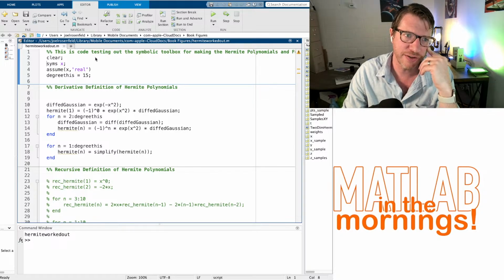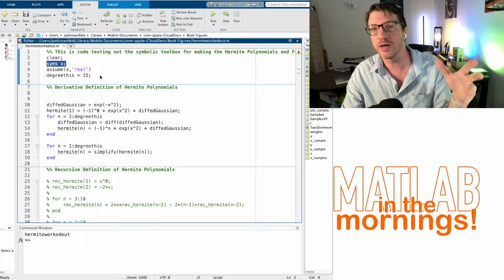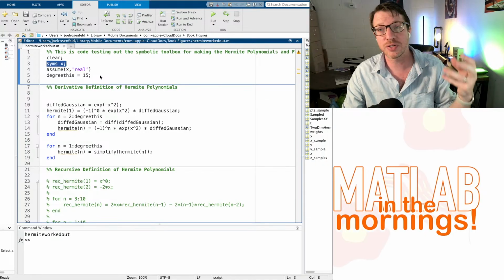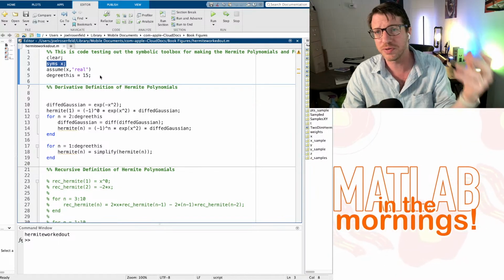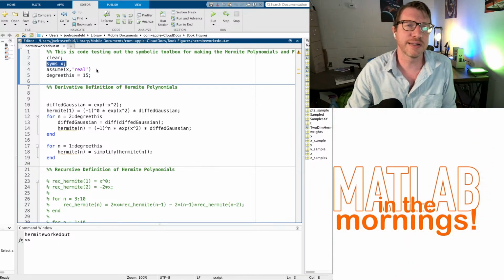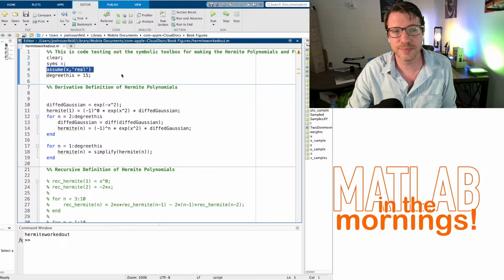So I have a symbolic variable x, and the idea of a symbolic variable is that you're telling Matlab that this isn't just some ordinary variable that's going to hold a value, but this is actually an object that's going to go inside of a function, a polynomial, a power series, something. And I'm throwing in the assumption that x is also real.